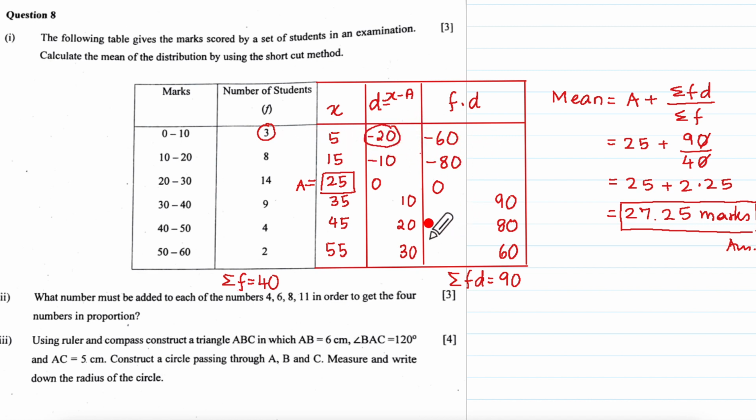And we get here minus 60. Then we take this 8 into this, minus 80. This into 0, 0. This into this 90. This into this 80. This into this 60. So you will see over here when you add, look at this, so nice these numbers are. Can you see that? This will get cancelled and you get 90 as sigma fd. Now mean formula is a plus sigma fd upon sigma f. All we have to do is substitute and get the answer, and that gives a full 3 marks.